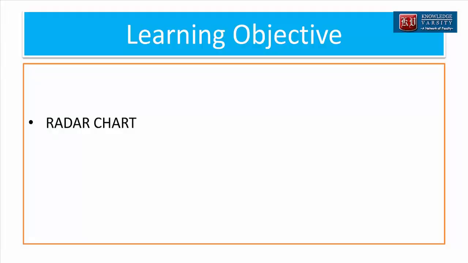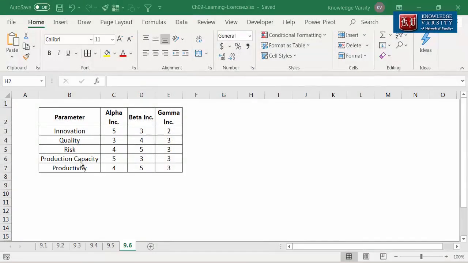In this video session, I'm going to illustrate how to create a radar chart. The radar chart is also known as spider chart or web chart because of the spider web kind of image. The data set compares 3 suppliers on various parameters like innovation, quality, risk, etc. Each supplier is scored between 1 to 5 for each of the parameters. These parameters are not directly comparable. We can use a radar chart to analyze this data.